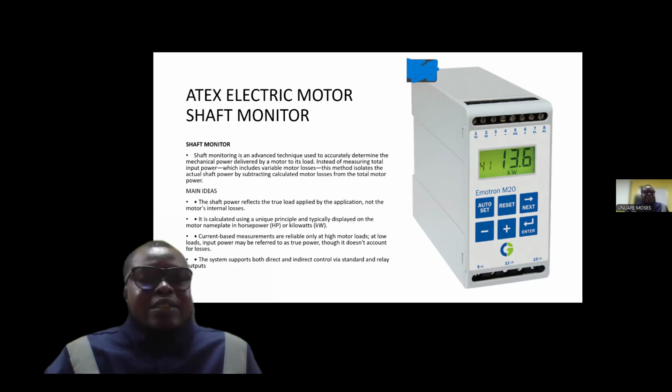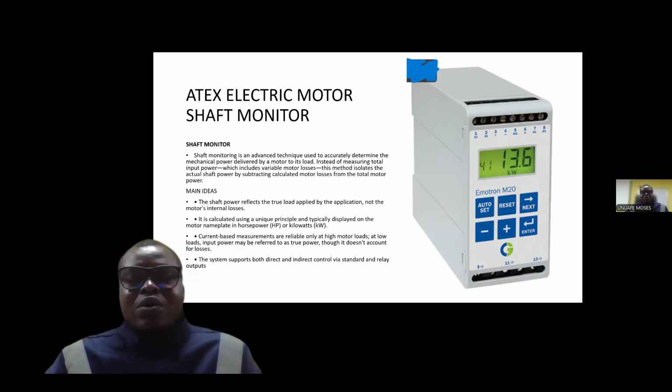the ATEX electric motor shaft monitor is an advanced technique used to accurately determine the mechanical power delivered by the motor to its load, instead of measuring the total input power, which includes variable motor losses. This method isolates the actual shaft power by subtracting the calculated motor losses from the total motor power.